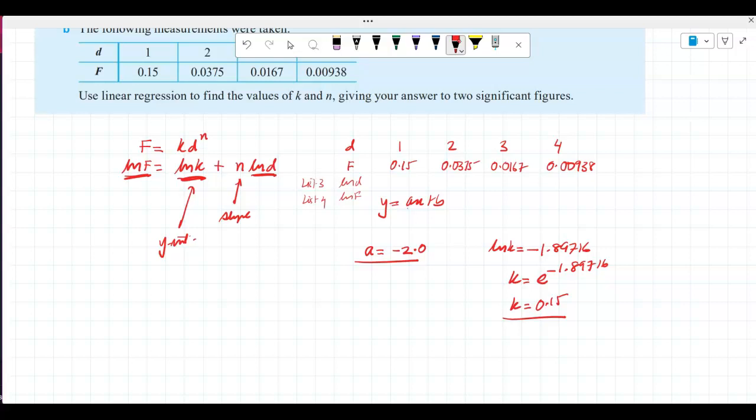And your a will give you -2. Your a is the slope, so in this case the slope is n. Correct? Your slope is n. And your y-intercept is ln k. So this value your calculator gives you is your ln k.